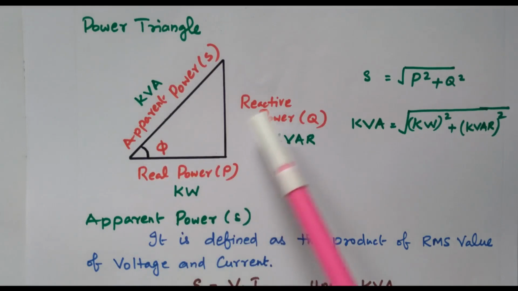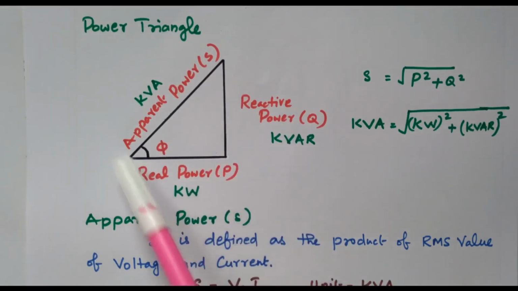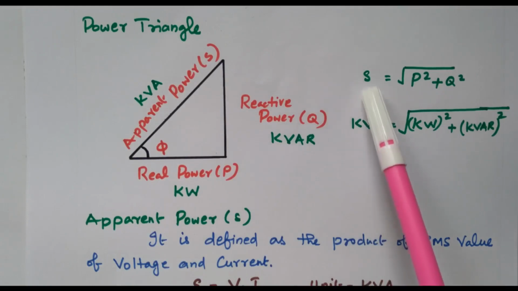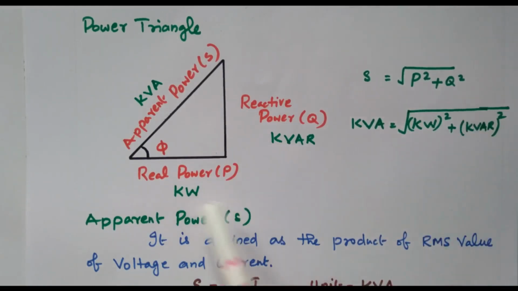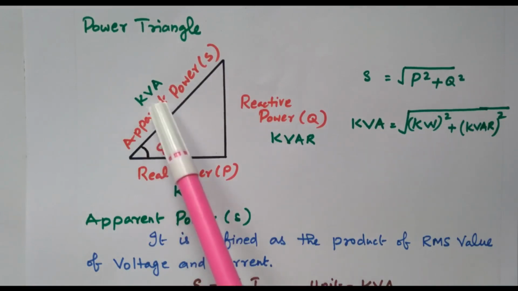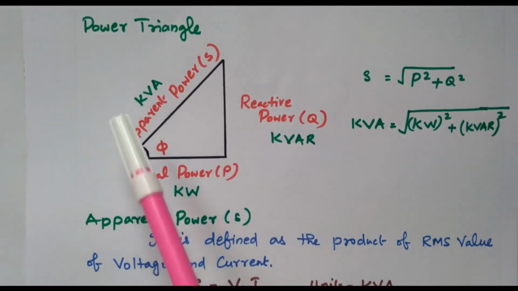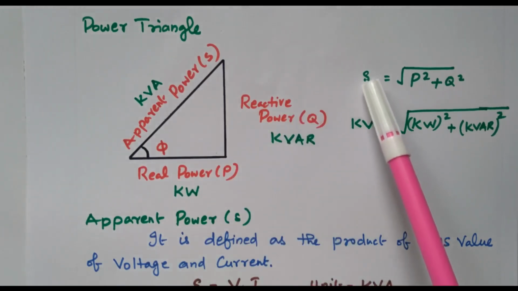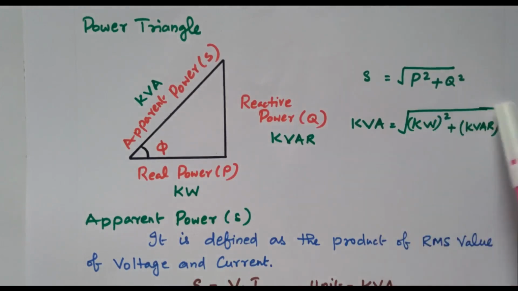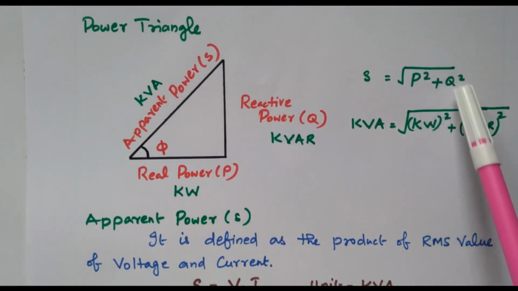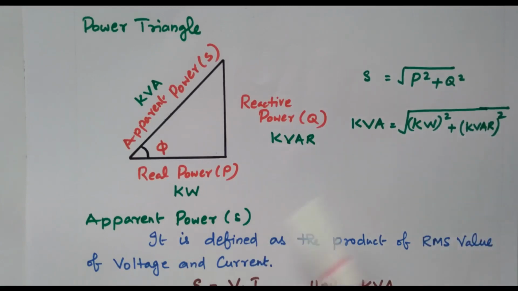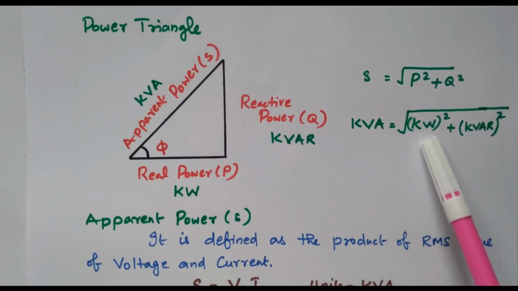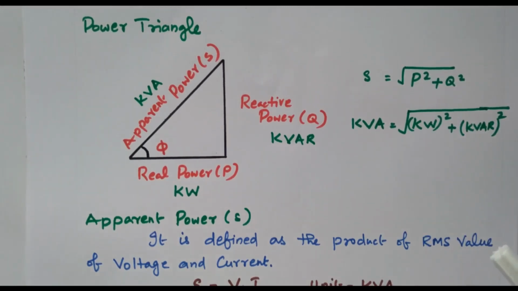Now we'll see what real power and reactive power are, one by one. So this is the power triangle. S equals square root of P square plus Q square, that is S square equals P square plus Q square. Another form: S is represented in kVA, P in kilowatt, Q in kVAR. So kVA equals square root of kilowatt square plus kVAR square. So this is the power triangle. Here there is 90 degrees between real power and reactive power.